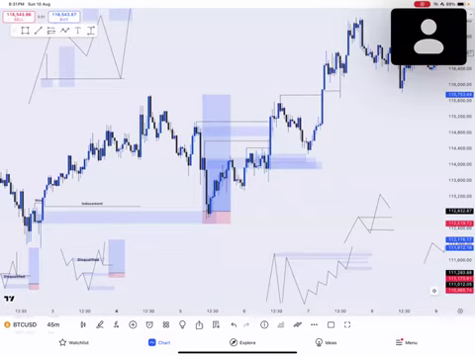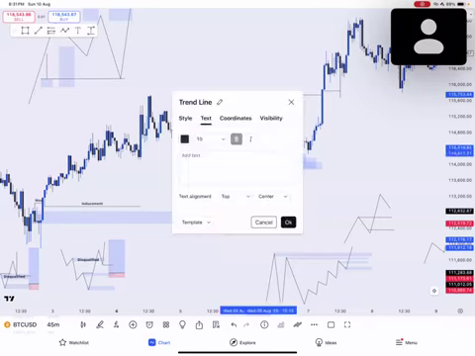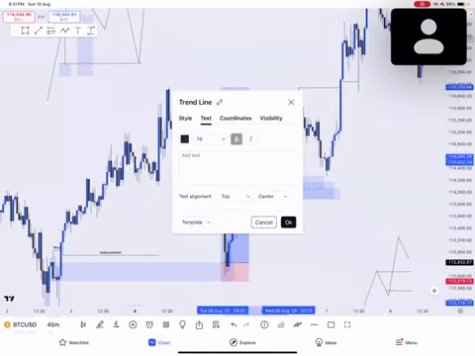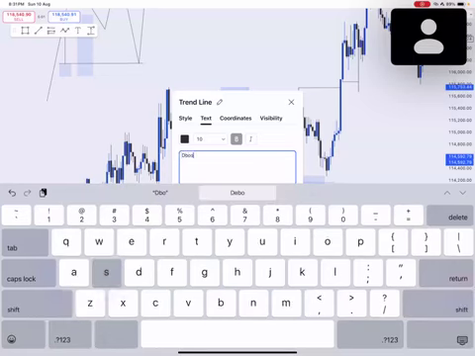So the first rule says, ensure there's a double break of structure or a market structure shift. The moment you've got the double break of structure, we count the first part of the strategy, this double break of structure. That is the first rule. I'll name it DBOS.